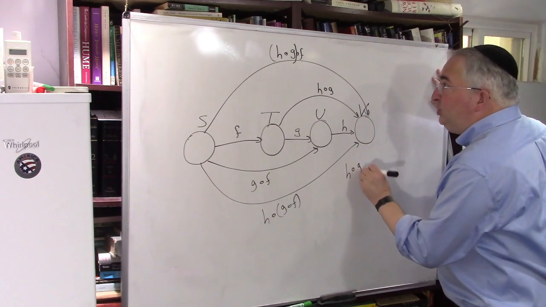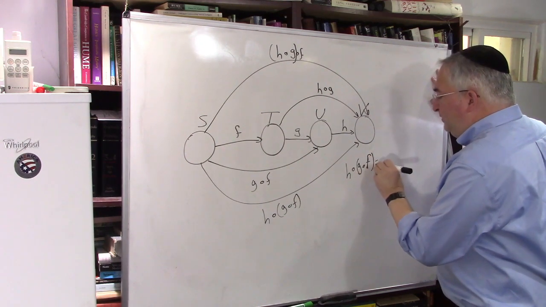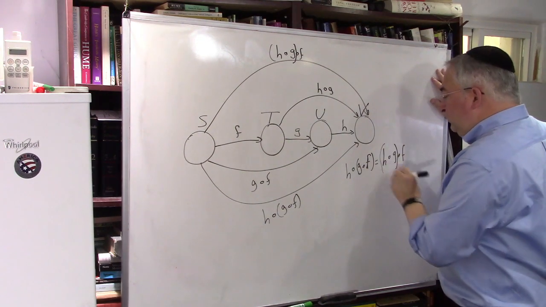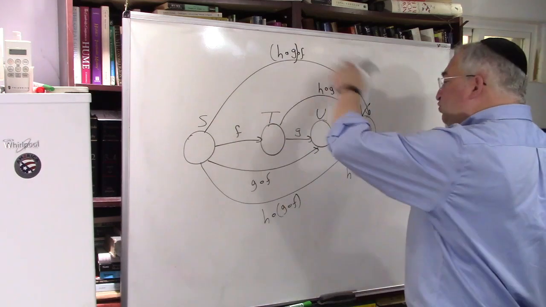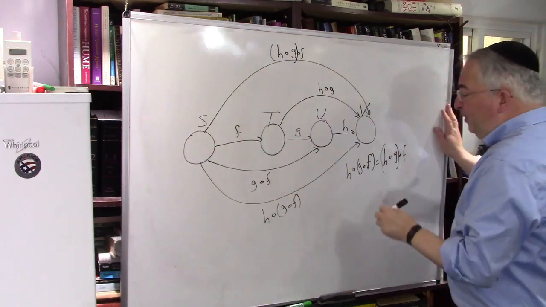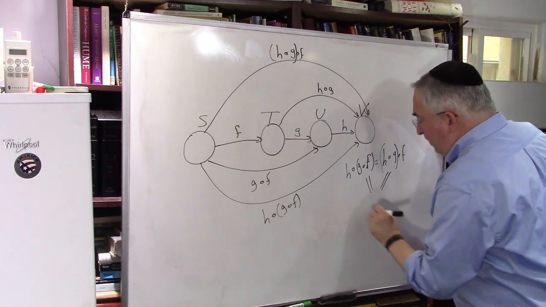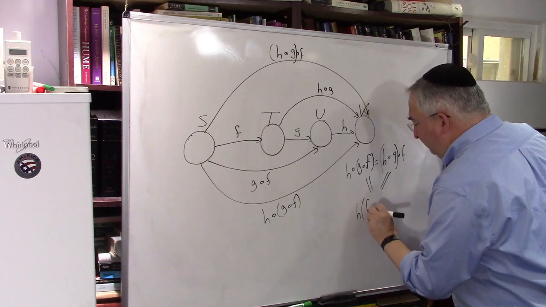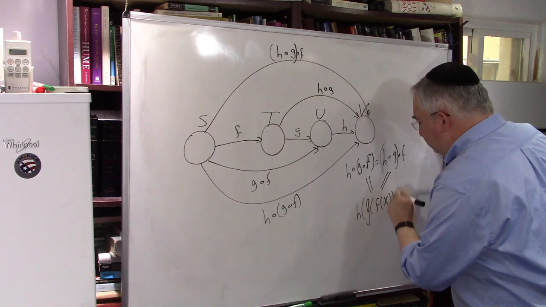H composed G composed F is equal to H composed G composed F. It's the same function. Why? Very simple. How do you describe these two functions? They're both the same thing. They both equal the same thing. They're both equal to the function H of G of F of little x.